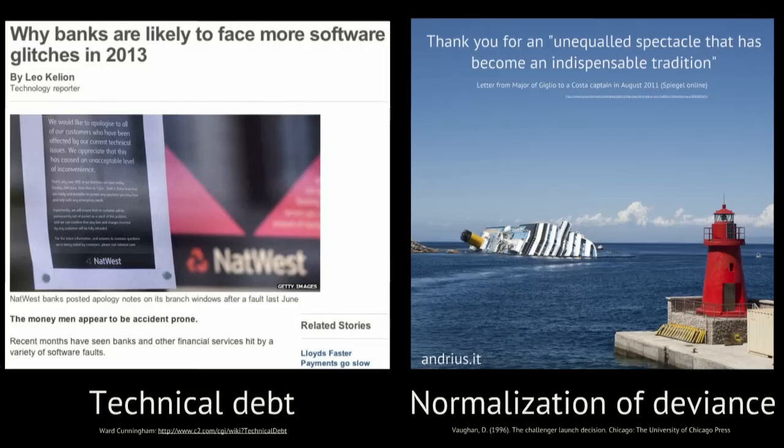The unequaled spectacle that has become an indispensable tradition tells a different story about the path dependency of risk. And we might have different notions to work with here. In your world, you use the term technical debt, for instance. And I think that might be highly appropriate to discuss the historical trajectory of certain risks.